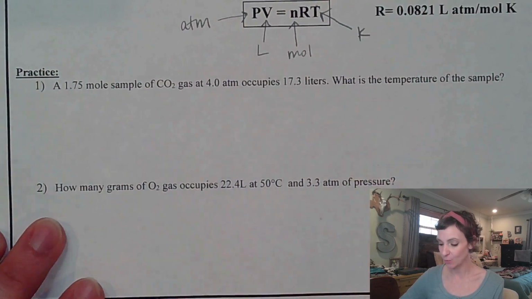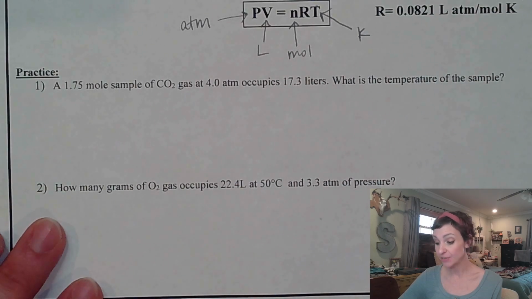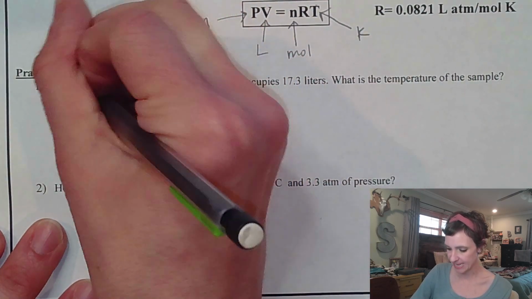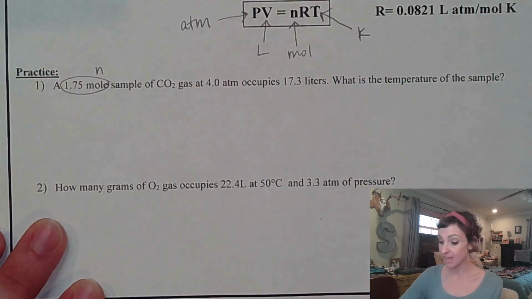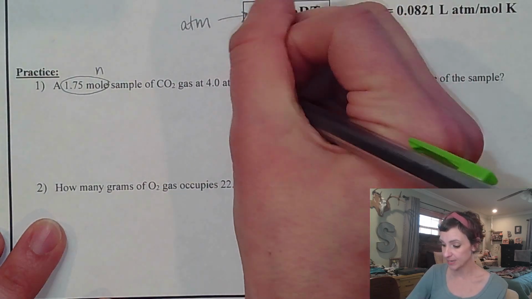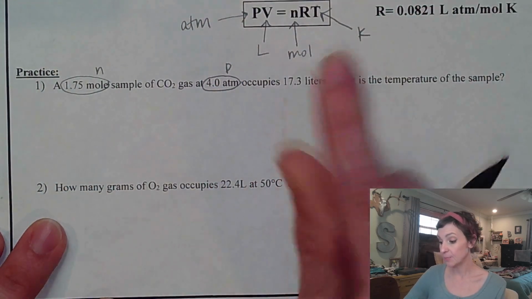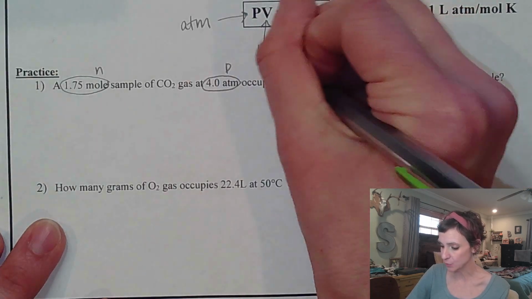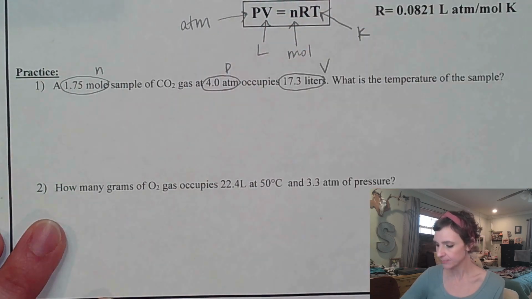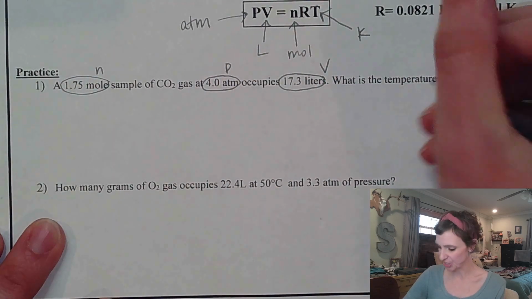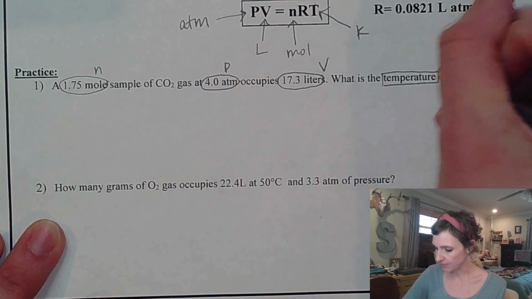Okay, so question number 1. A 1.7 mole sample, ooh, we're getting excited, n, of CO2 gas at 4.0 atmospheres, ooh, it's a P, atmospheres is P, occupies 17.3 liters, ooh, liters is a volume. What is the temperature of the sample? Solving for T.